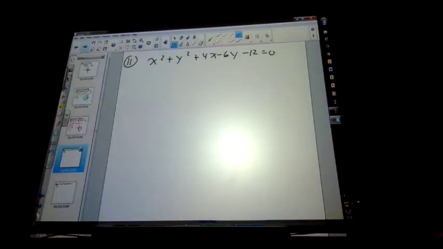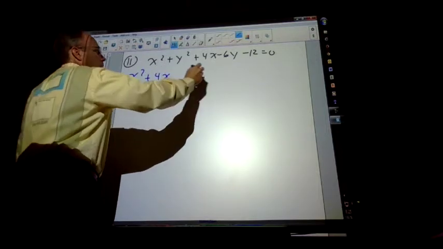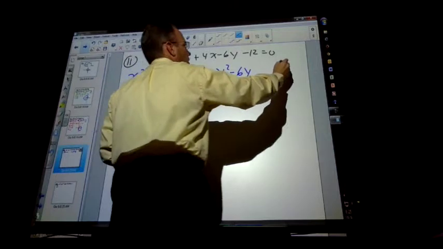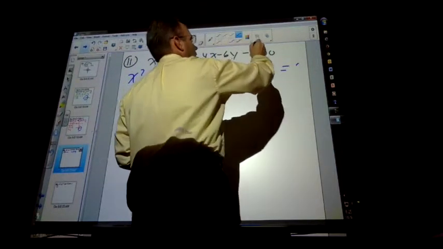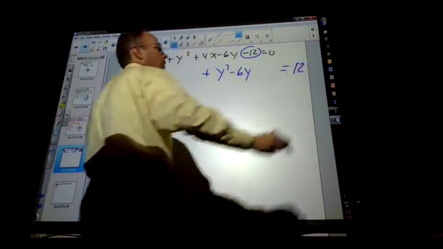Next one, get the x's together, get the y's together, and make a space. X squared plus 4x, space, y squared minus 6y, space, equals. Oh, what can I do with this? I can move it over so I have a 12 over here now. Is that okay?